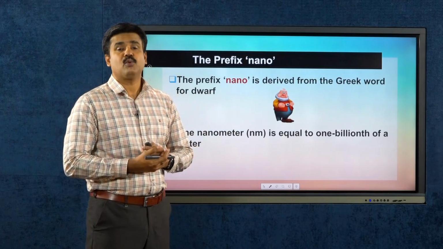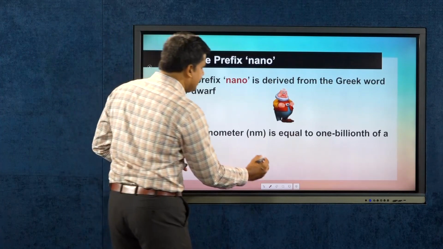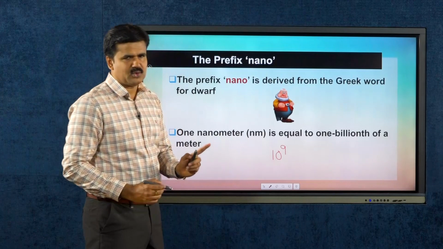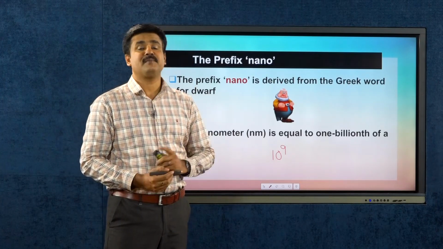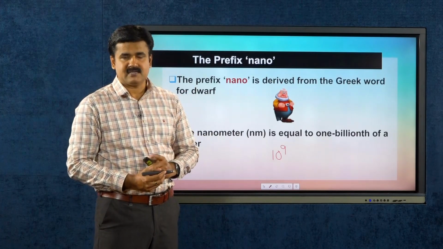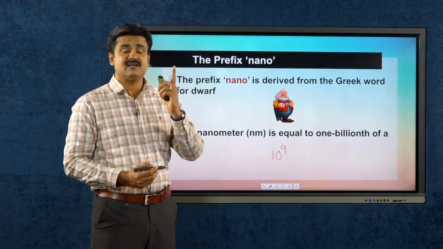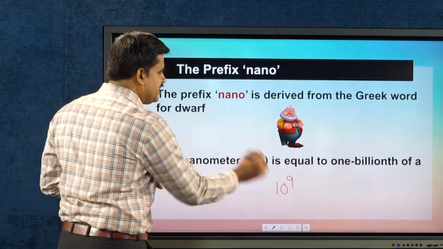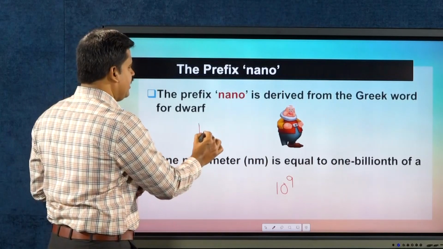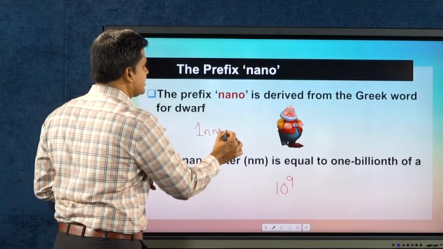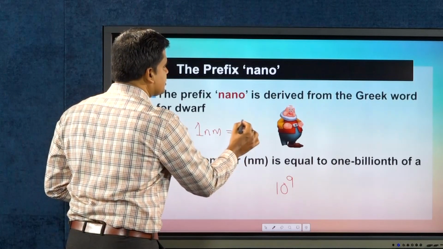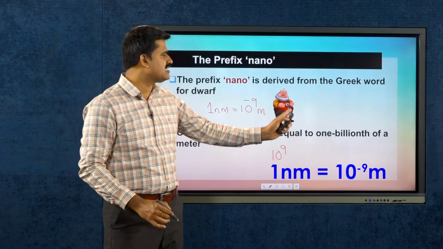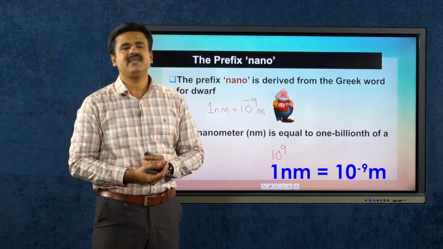What do you mean by 1 billion? 1 billion is simply 10 raised to 9. So 1 billionth of a meter is 1 nanometer. Then what will be the quantity corresponding to 1 nanometer? From this it is clear that 1 nanometer is equal to 10 raised to minus 9 meter. That is, 1 nanometer is equal to 1 billionth of a meter.